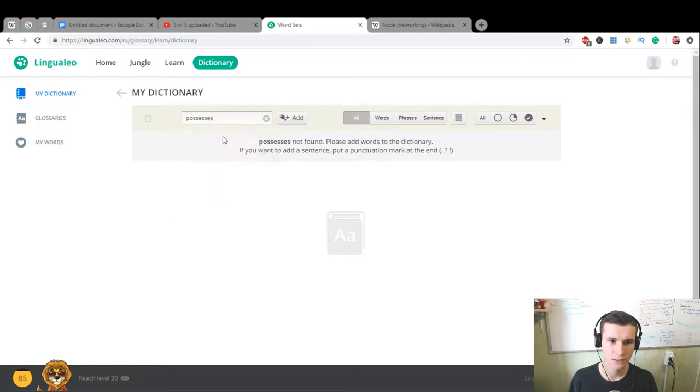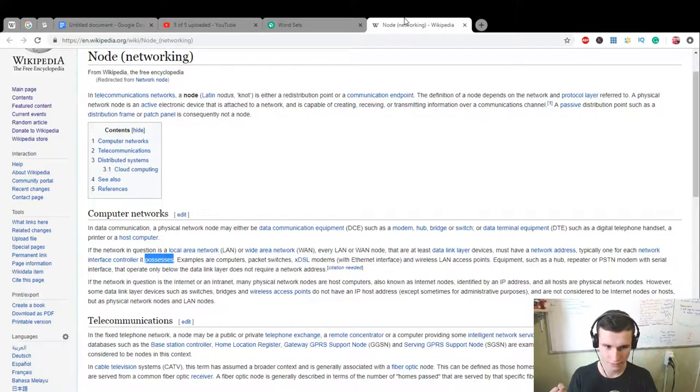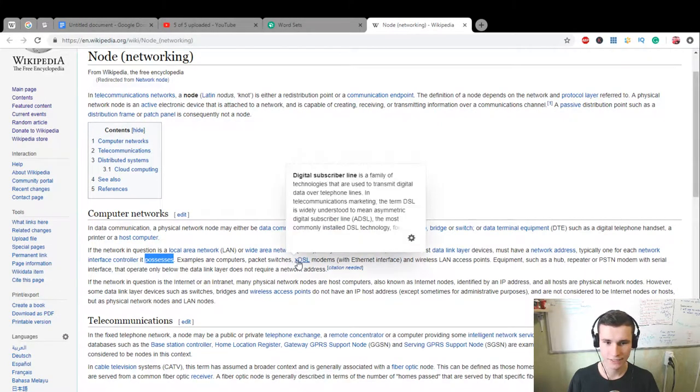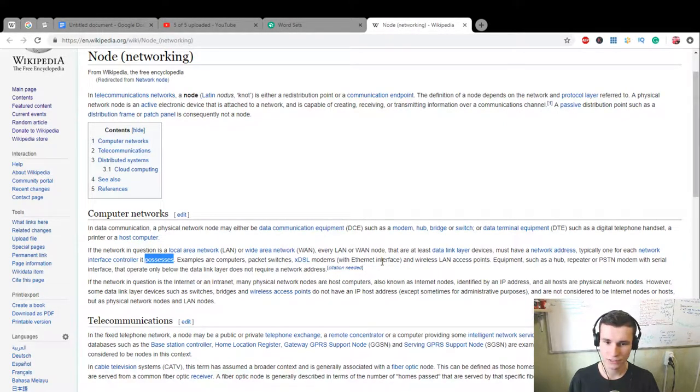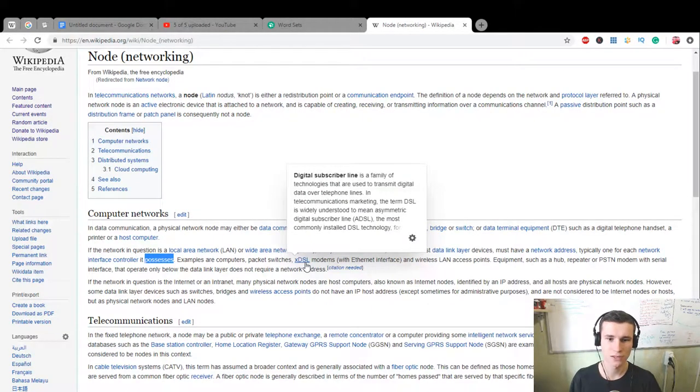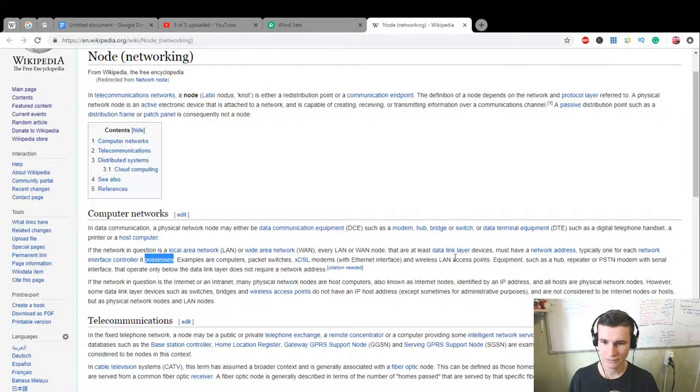Possess. Okay, understand. Examples are computers, packet switches, xDSL, digital subscriber line modems with an Ethernet interface, and wireless LAN access points. xDSL is a family of technologies used to transmit digital data over telephone lines. Okay, and wireless LAN access points.